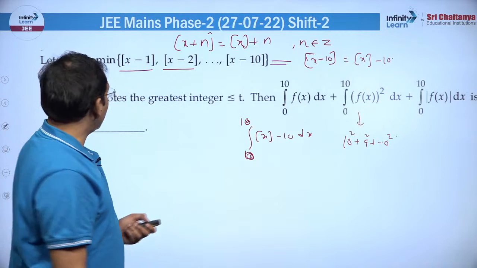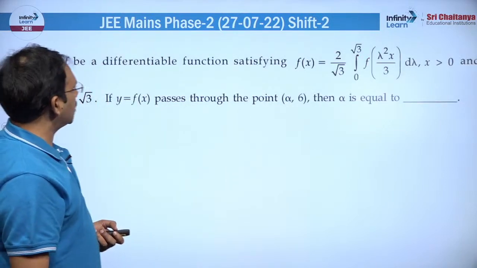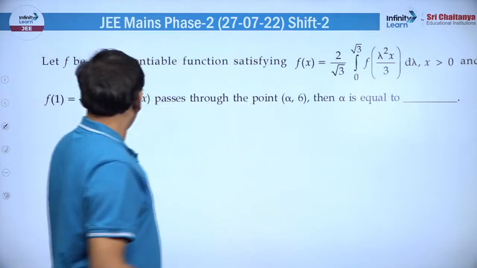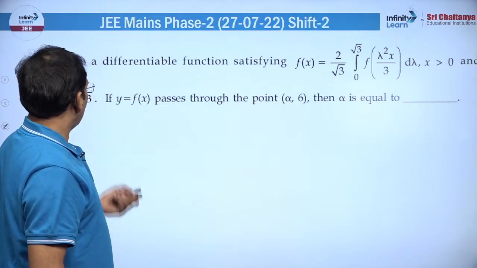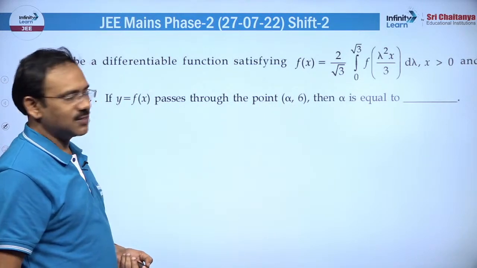Next, you see this question, friends. Let f be a differentiable function satisfying f of x is this function, and f of 1 is given as root 3, and y is equal to f of x passes through the point alpha comma 6, then alpha is equal to.